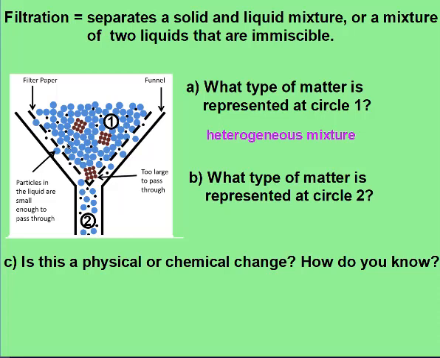And then what type of matter is represented in circle 2? So down here, we're looking at the blue and black. So looking at the blue and black, how are those distributed? If you said homogeneously, then you are correct. So if they pass through the filter paper, then we won't be able to see those different pieces generally, because it's usually dissolved in the water, so evenly spread out.